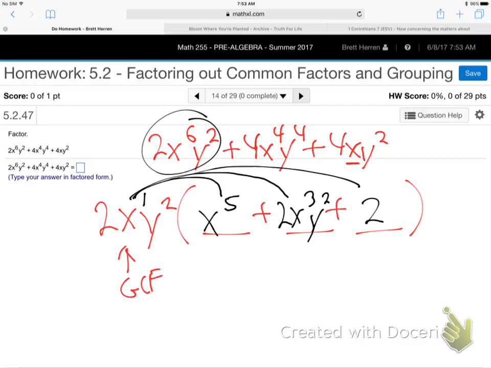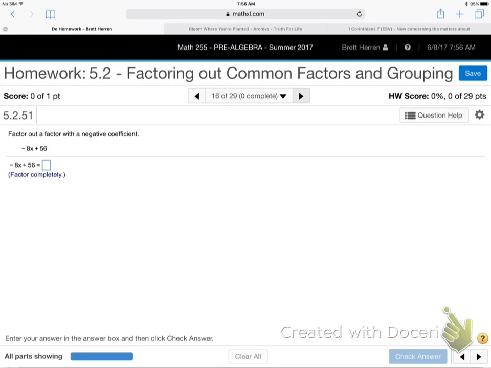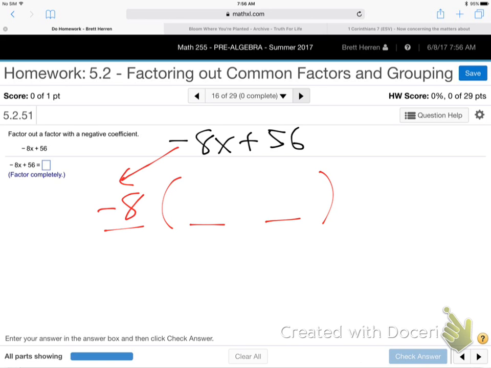All the signs on the inside. Okay. So, they have us taking negative 8x plus 56. Same kind of thing: parentheses, something in the front, two things on the inside. But first off, let me just do this one with you. What goes into 8 and 56? 8, right? But when the front is negative, you take it out negative.